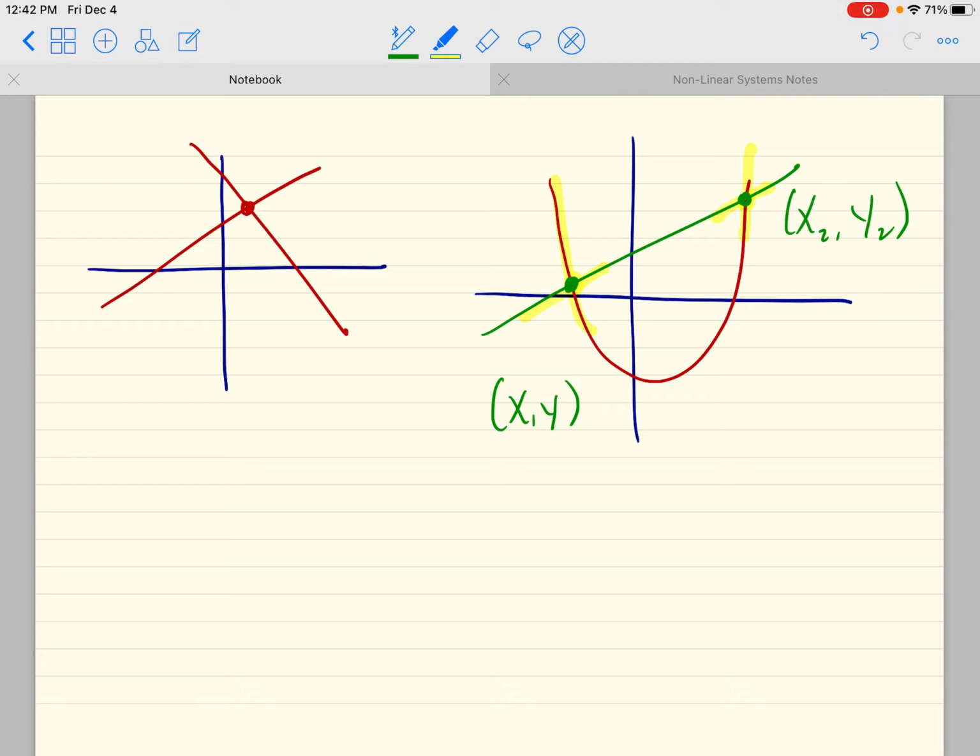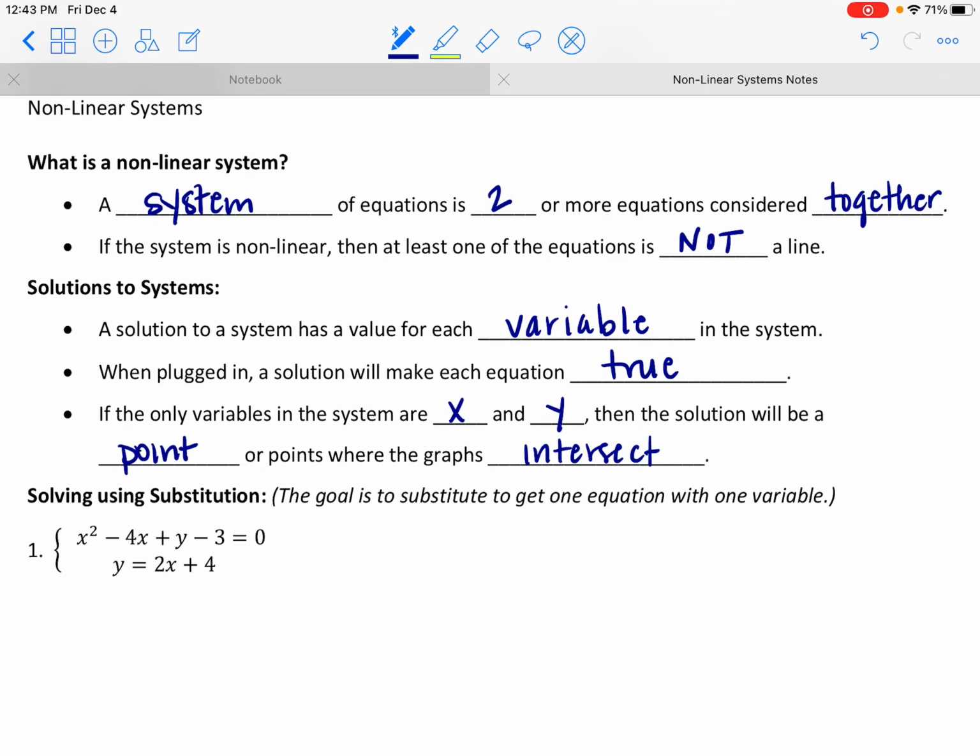Okay, so the point I'm trying to make here is that the nonlinear systems that we're going to be solving can be solved using the same three methods that we started with linear systems: graphing, substitution, and elimination. Fortunately, for a nonlinear system, we won't be using matrices. That's all for linear stuff. That's when all your variables have a degree of 1. So no matrices here, just graphing, substitution, elimination. Okay, let's start with substitution.